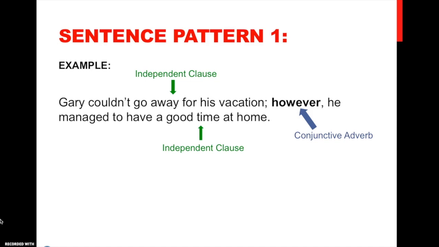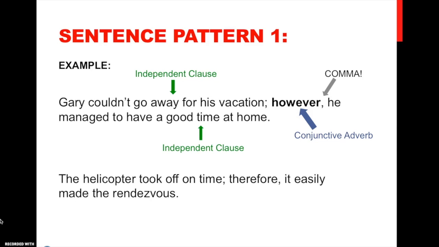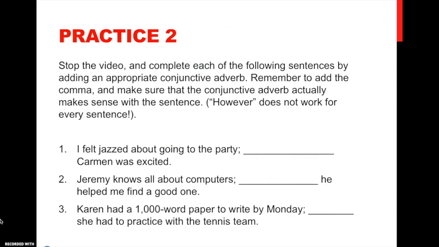One really important thing to note is that there is a comma that comes right after the conjunctive adverb. Don't forget the comma. Here's another example of a compound sentence joined by a semicolon and a conjunctive adverb.